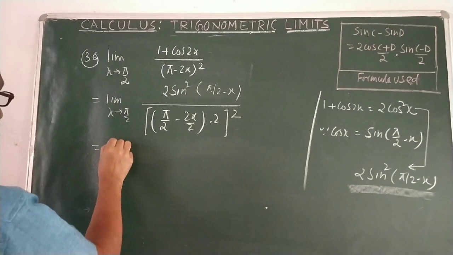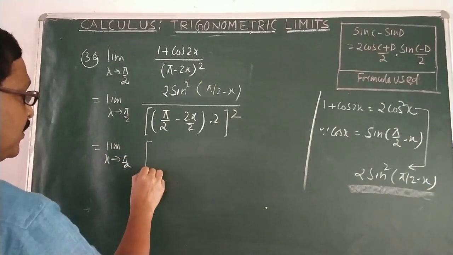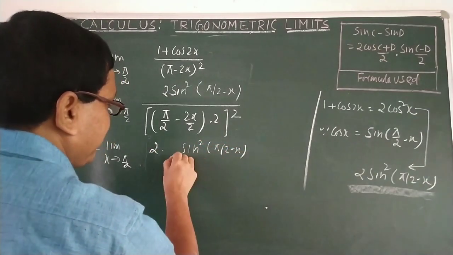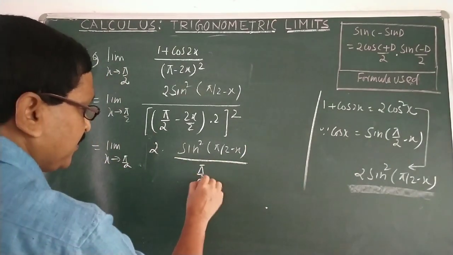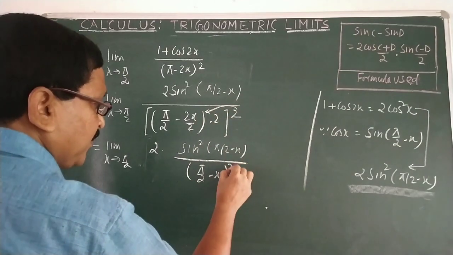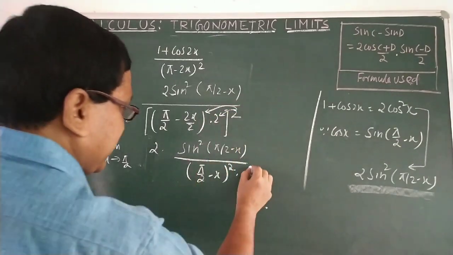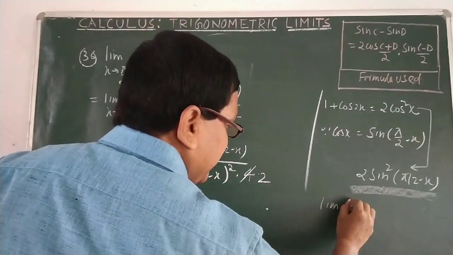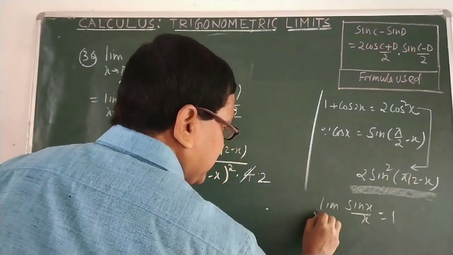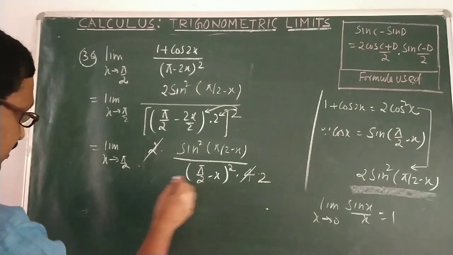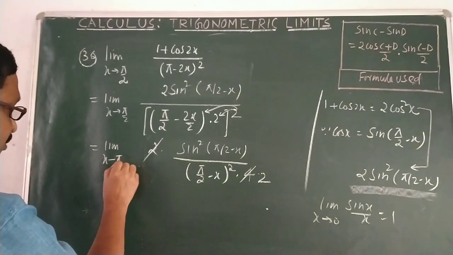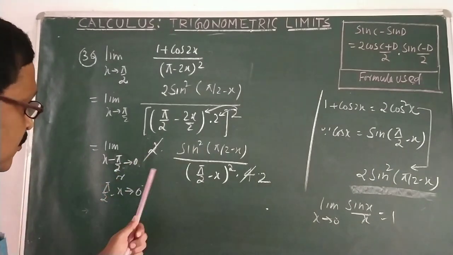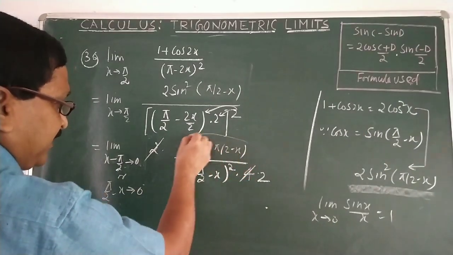So finally this is limit x tends to pi by 2, 2 sin square pi by 2 minus x by pi by 2 minus x whole square into, and this 2 will go to this 2, this becomes 4, and this is cancelled by 2. And we know that limit sin x by x is equal to 1, x tends to 0. So you can write this x minus pi by 2 tends to 0, or pi by 2 minus x tends to 0. So the condition is fulfilled. So this is 1.